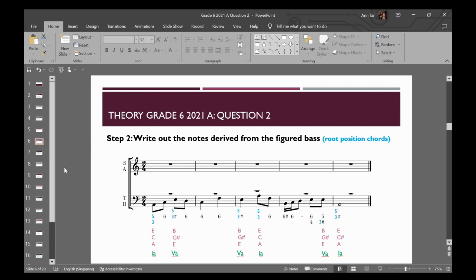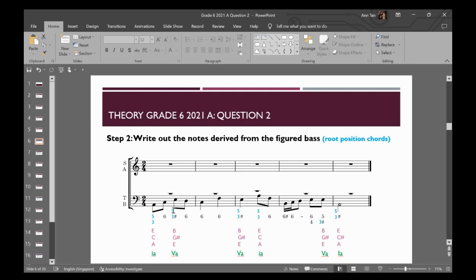Now that we have all the notes for the chords, we are able to derive and understand what the chords are based on the key that we identified in our first step. So A, C, E, when we write out the chords over here, is chord 1A. Root position chords are chord 1A. And counting from A minor to E, G sharp, B, we have chord 5.